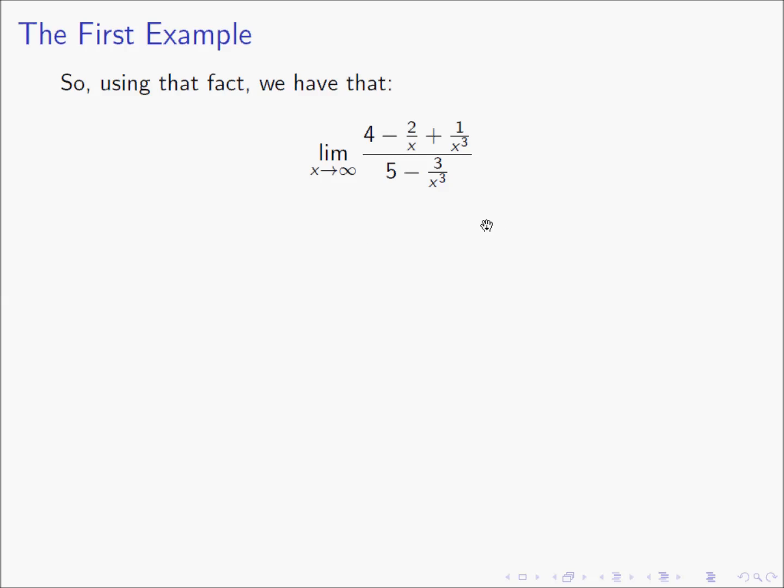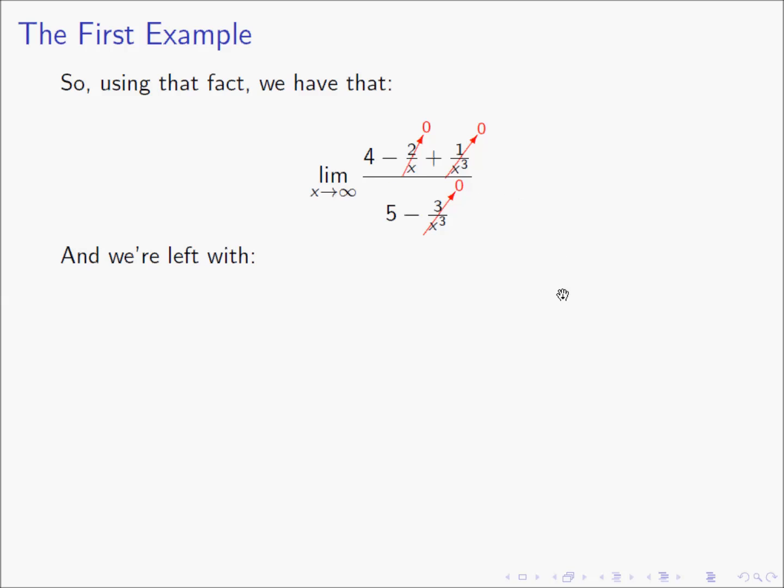So using the fact we have that this term goes to 0, and this term is also divided by x, and when x approaches infinity, x cubed will also approach infinity, so this term will also go to 0, and by the same reason this term will also go to 0. So we're left with this little limit here. Here we have the limit of a constant, and the limit of a constant, even when x approaches infinity, is the same constant. And that's the final answer.